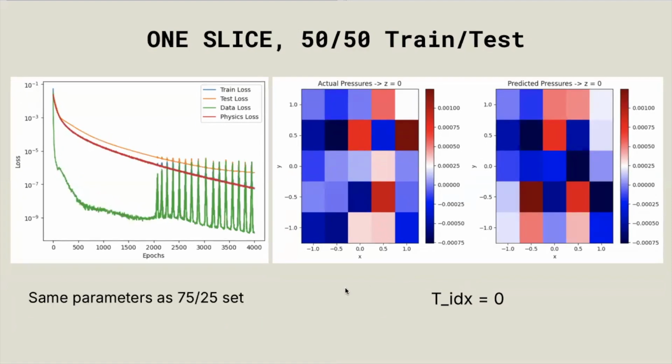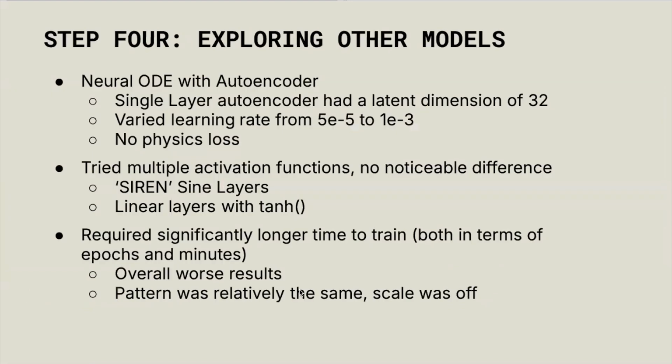For 50-50, you can really start to see some problems. There's a lot less similarity between the predicted and actual pressures. There's still probably some room for improvement by continuing to train or by using a little bit beefier model with more layers or something like that. But we could not get it better as we worked through this.